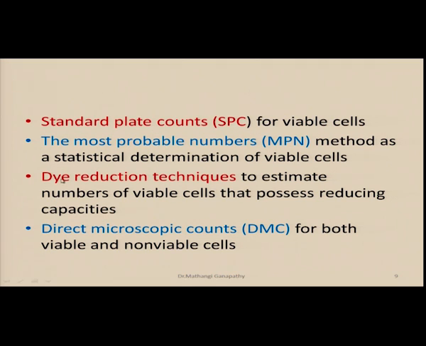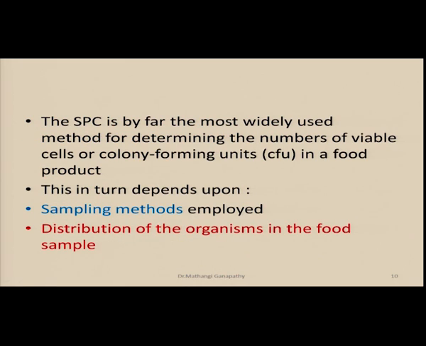Normally, for microbial spoilage, the tests we do are: one, the standard plate counts, otherwise called SPC, for the viable cells; the most probable number, otherwise called the MPN method, as a statistical determination of the viable cells; the dye reduction test to estimate the numbers of the viable cells that possess reducing capacities; and direct microscopic counts or DMC for both viable and non-viable cells. So, these are the standard tests used in microbiology, not only for food but for the evaluation of microorganisms. In food also we use the same things.